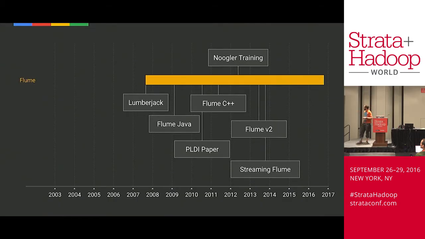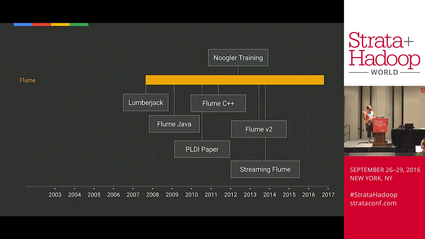The team was founded mid-2007 when Seattle was opened. The first project was actually this thing called Lumberjack, which was a custom language for high-level data processing, so sort of in the Pig vein, but they really decided that a custom language wasn't what folks wanted. Folks wanted to use a standard language, and so that's how Flume Java came about. It became rapidly very popular, and so Lumberjack was scrapped.